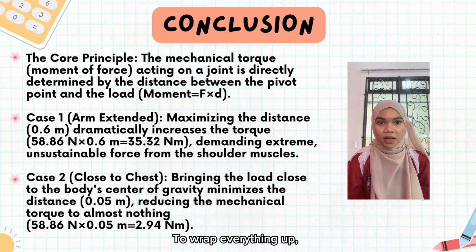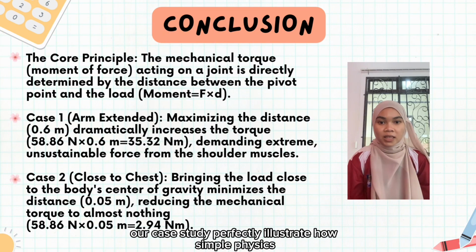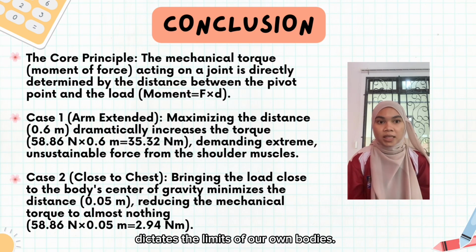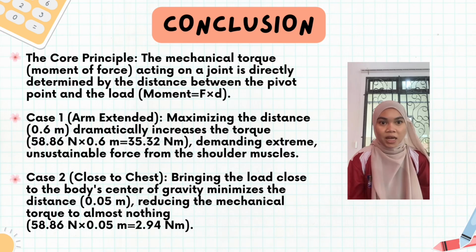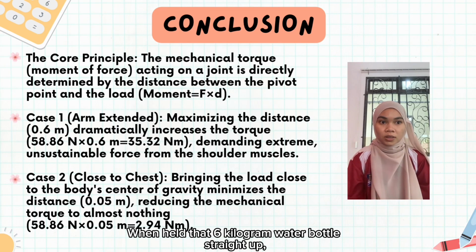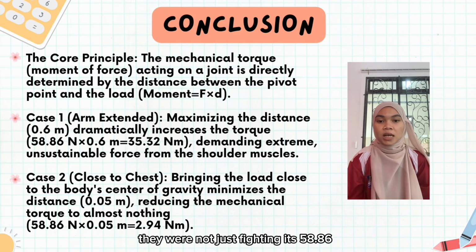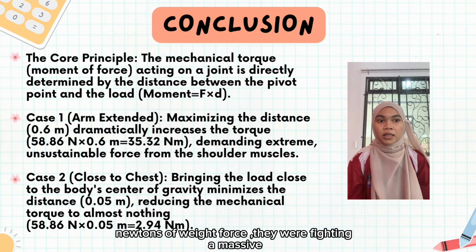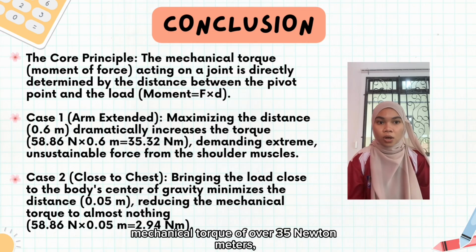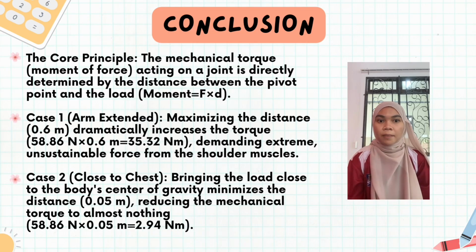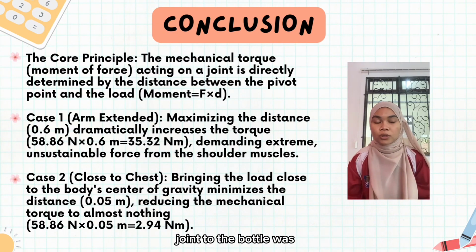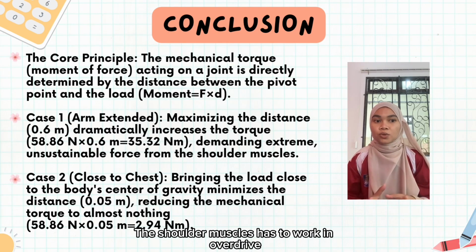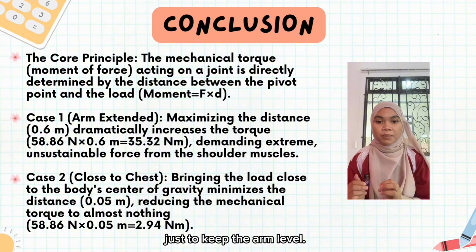To wrap everything up, our case study perfectly illustrates how simple physics dictates the limits of our own bodies. When held out straight, the 6 kg water bottle was not just fighting its 58.86 newtons of weight force. They were fighting a massive mechanical torque of over 35 newton meters, because the distance from the shoulder joint to the bottle was at its maximum of 0.6 meters. The shoulder muscles have to work in overdrive just to keep the arm level.